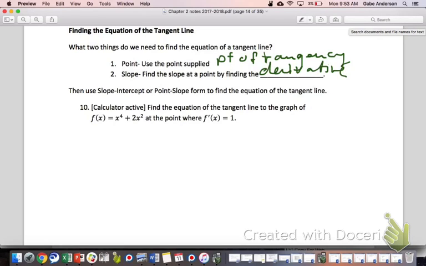But we do know that f prime of x is equal to 1, where we are going to have our point of tangency. So my first thought, even if you have no idea where to start, my first instinct would be, let's find f prime, right? Even if you have no clue where to start there. I have a little analogy for you.